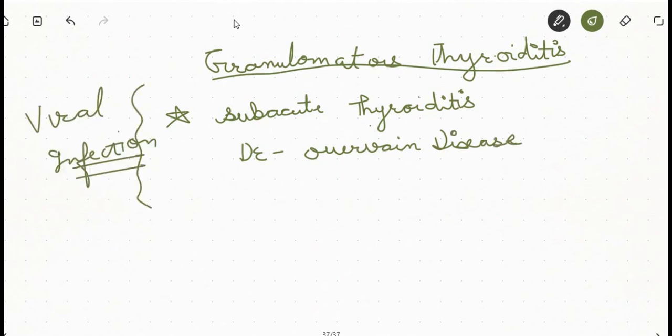It occurs due to the viral infection. It usually follows the sore throat. Patient presents with fever, body ache, painful enlargement of the thyroid gland. So patient present with the painful enlargement of the thyroid gland. The ESR is increased and majority of patient responds to the conservative treatment in the form of analgesic and short course of prednisolone.